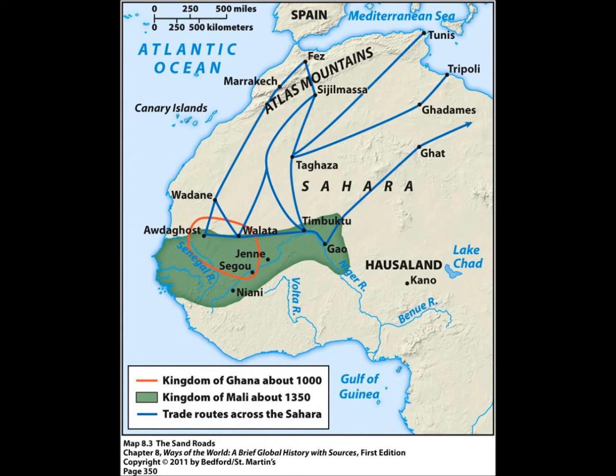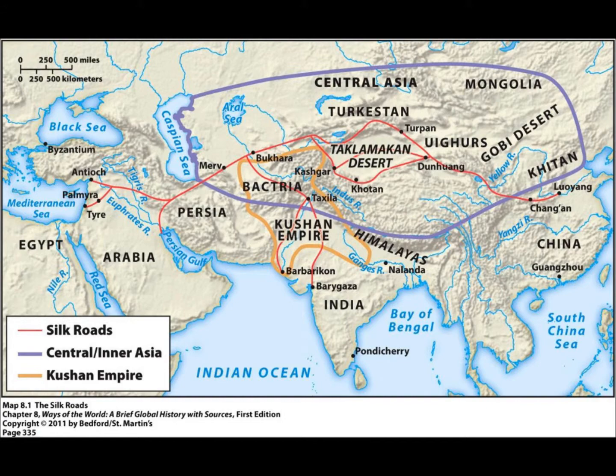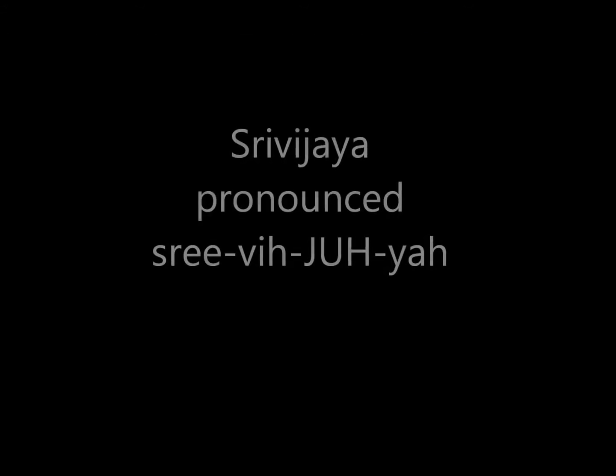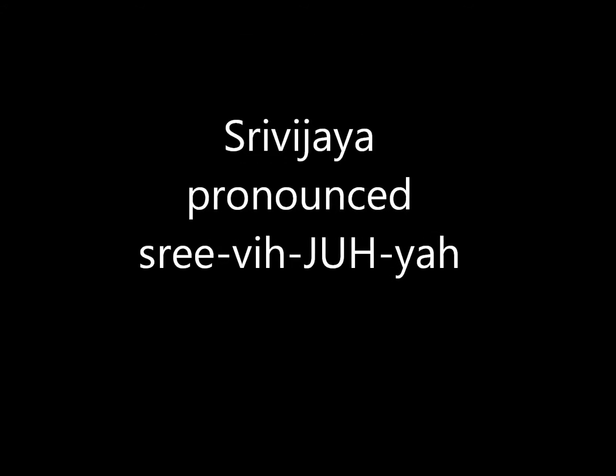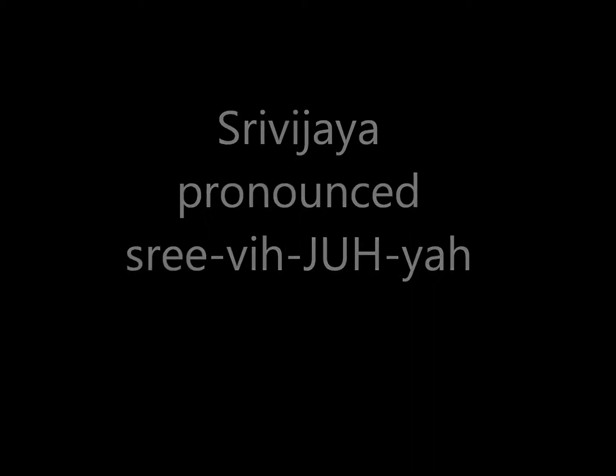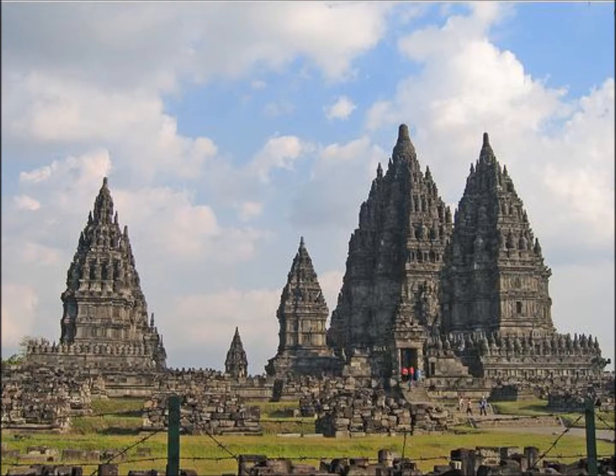The sand roads is a term that was used to describe the routes of the trans-Saharan trade in Africa. Silk roads was the land-based trade routes that linked Eurasia. Srivijaya was a Malay kingdom that dominated the Straits of Malacca between 670 and 1025 CE. It's noted for its creation of a native Indian hybrid culture.